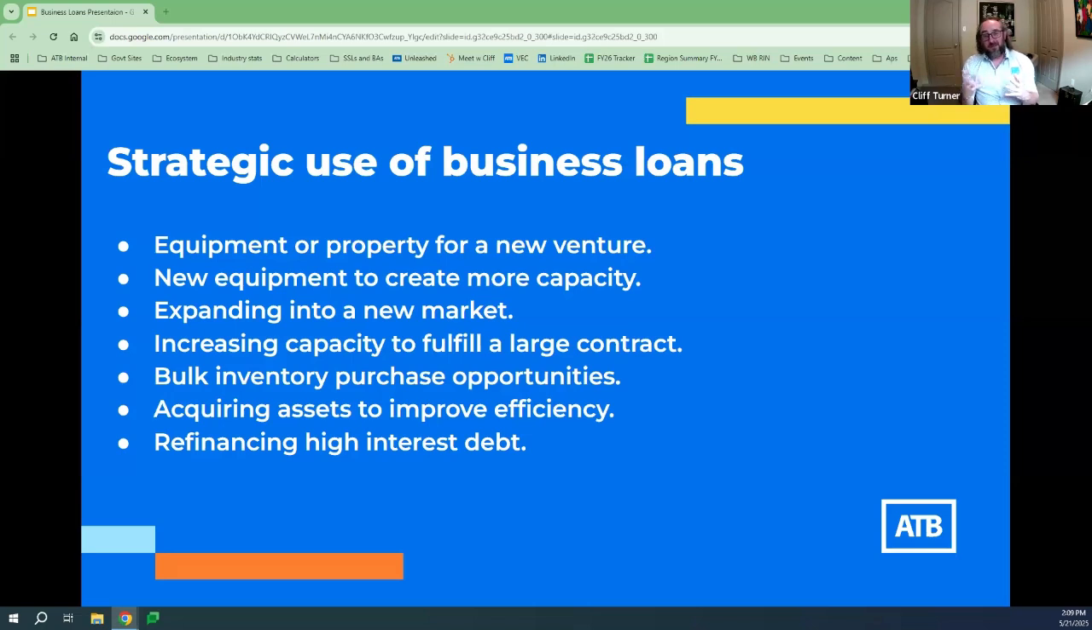Later on in life, they might be expanding, and that's that second point. They might need more or new equipment to create more capacity to be able to do more business and increase their volume so they can create more revenue and therefore grow.